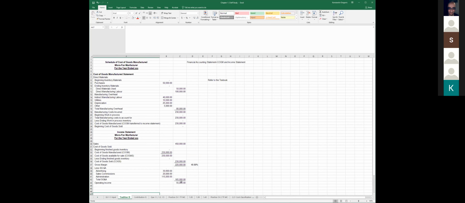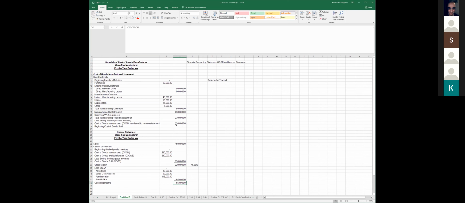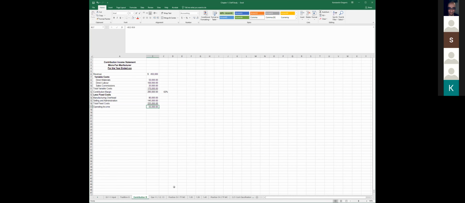So it's going to be the same as your traditional income statement. Memorize this format in the back of your heads, because you're going to be using this in chapter 5. I can guarantee you I'm going to ask this question in your quiz. So know the difference between a traditional income statement and a contribution income statement. Make sense? Yeah.